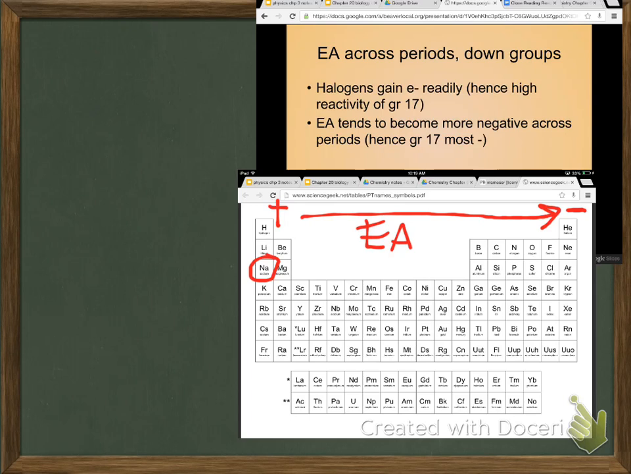The noble gases are kind of the exception. I'm not even sure if we rate them with electron affinity. There's a chart in your book that shows electron affinities for all the elements. Since the noble gases don't really want to give or gain electrons, I'm not sure how we look at that. But anyway, that's electron affinity.